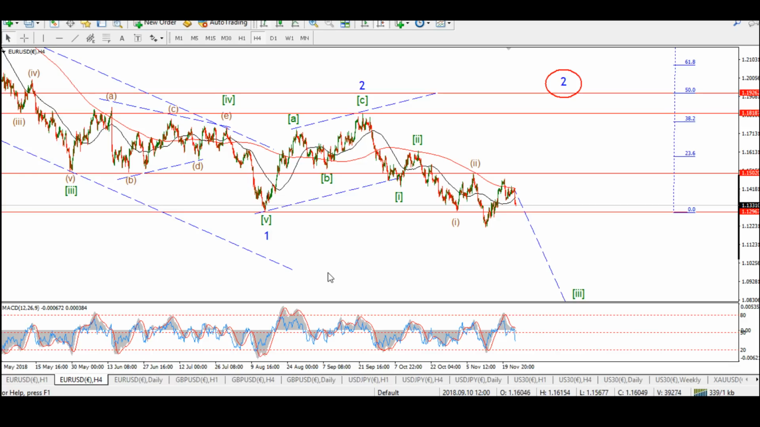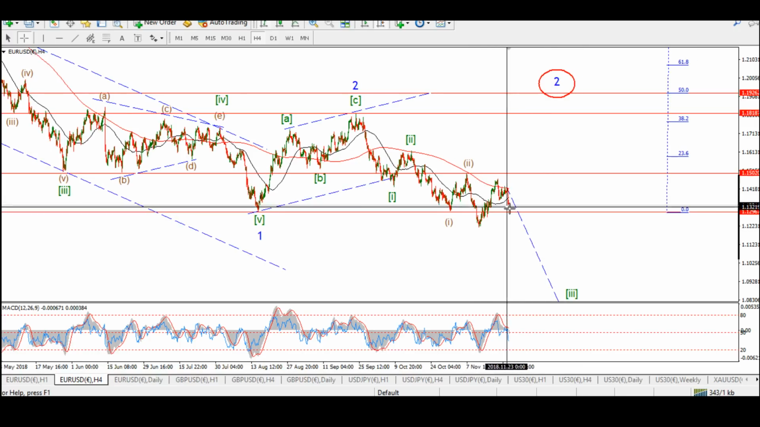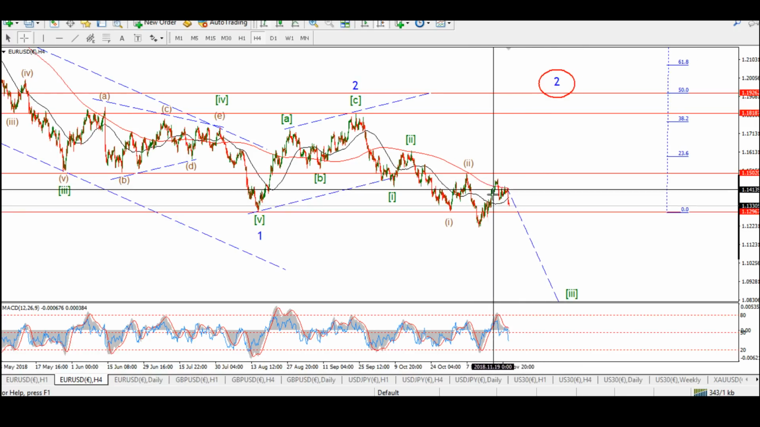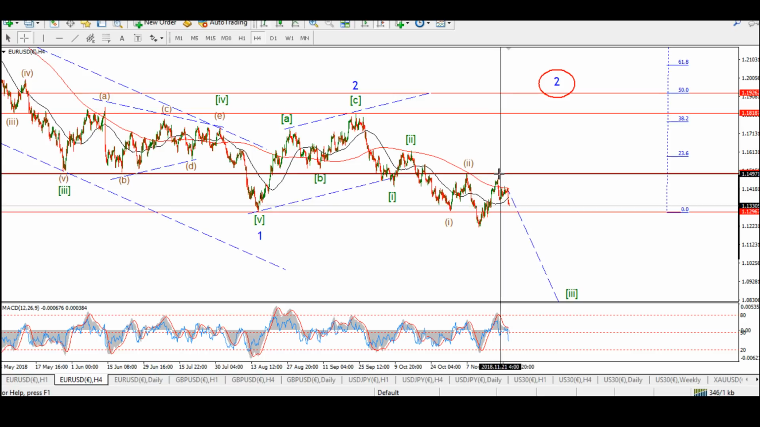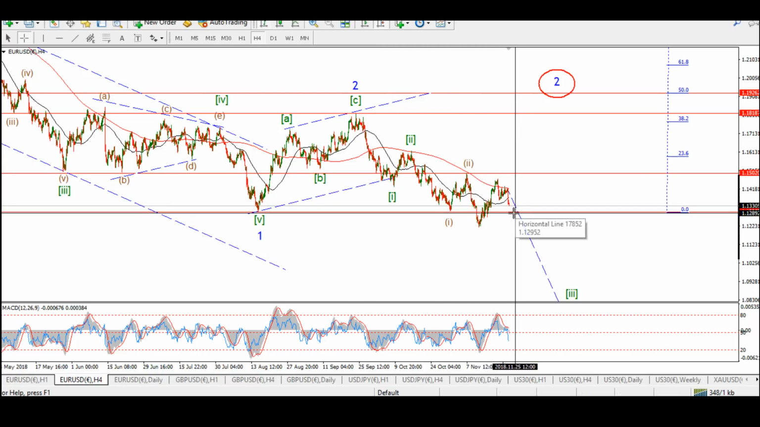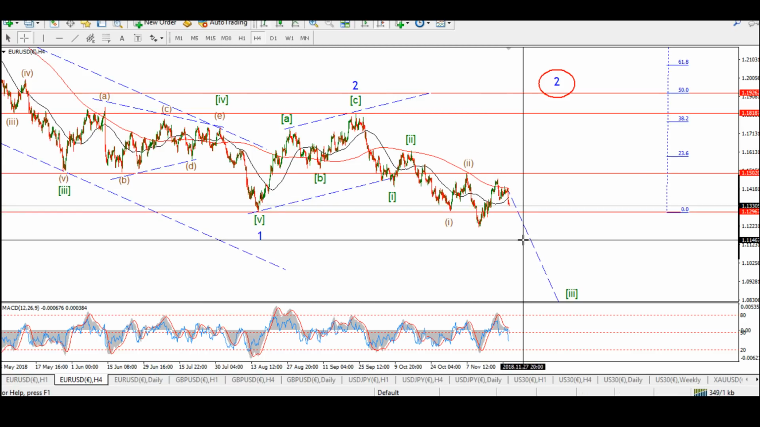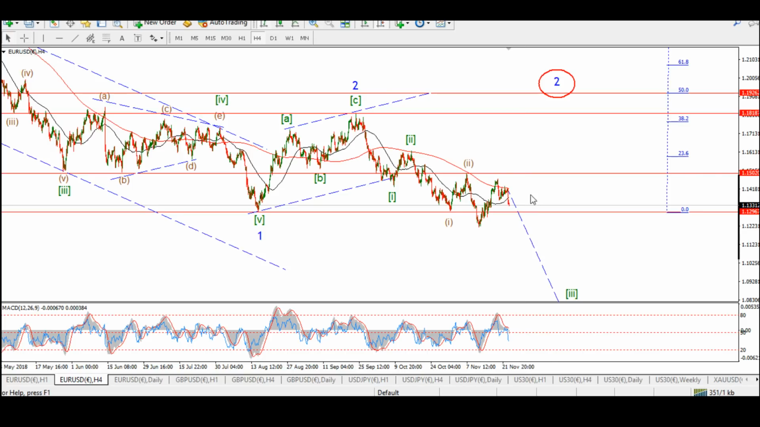This is euro dollar here, and I'm a bit perplexed today by this three wave. It looks like a clear three wave pattern to the downside, but I'll get into that on the short-term chart. This is the 4-hour chart, and it looks like, for now, I'm taking the bearish perspective.